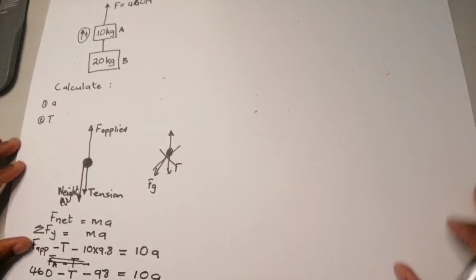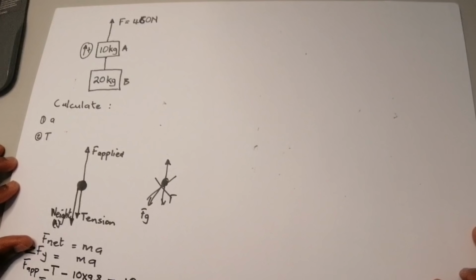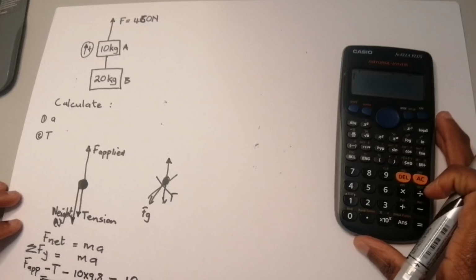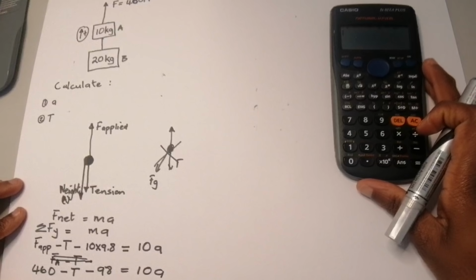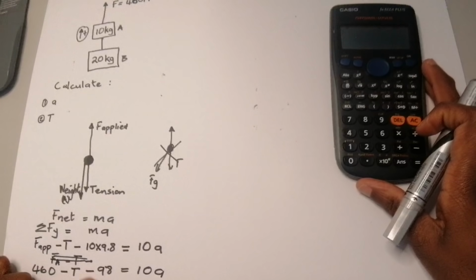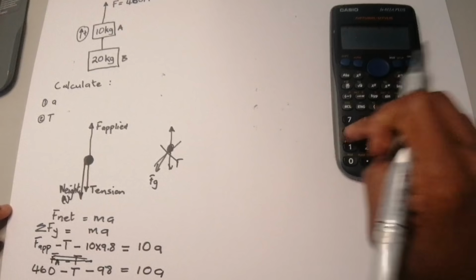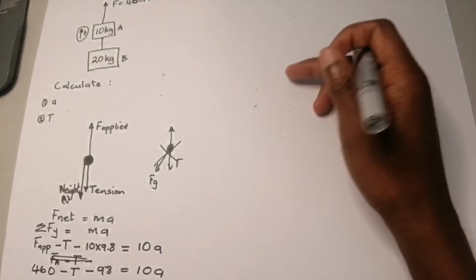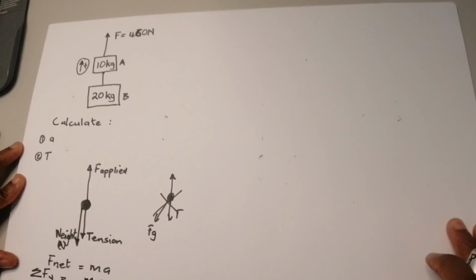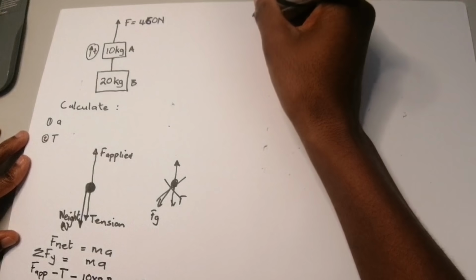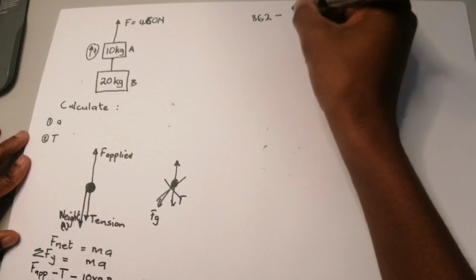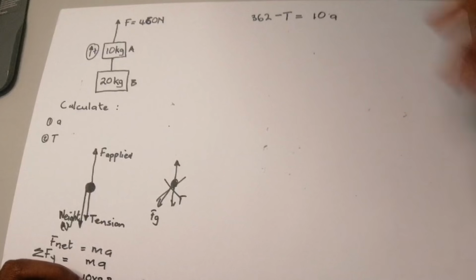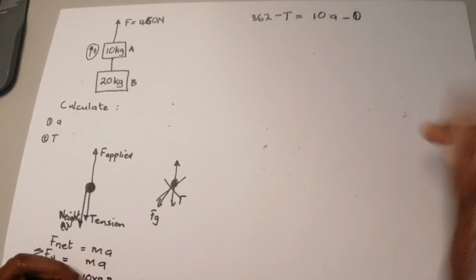So my like terms, I'm going to continue over to the other side. So I'm going to say 460 minus the 98. That's 362. So I get 362 minus the tension, which is equal to my mass, 10, times A, that's 10A. So that's going to be my equation 1. Agree?